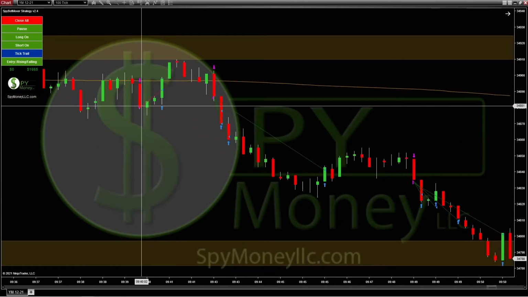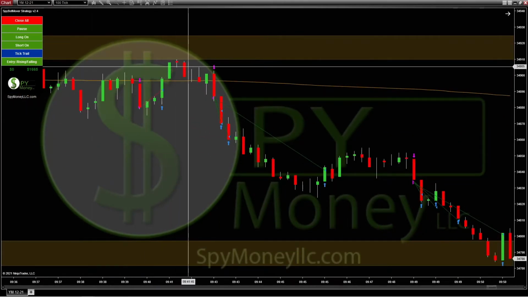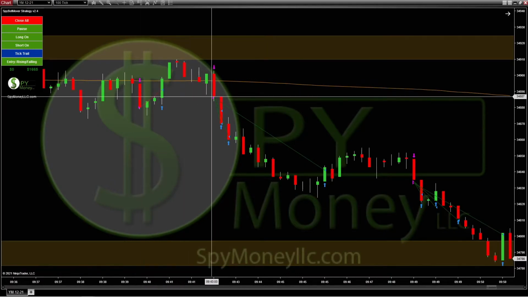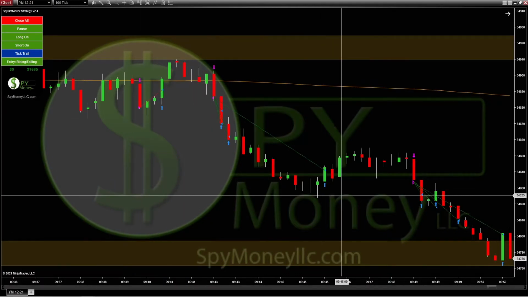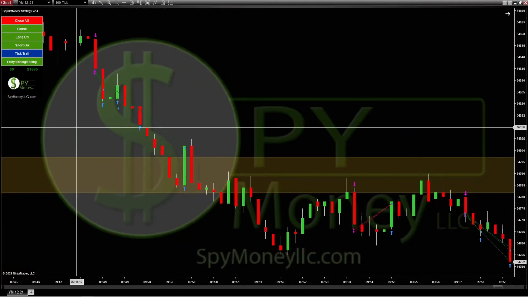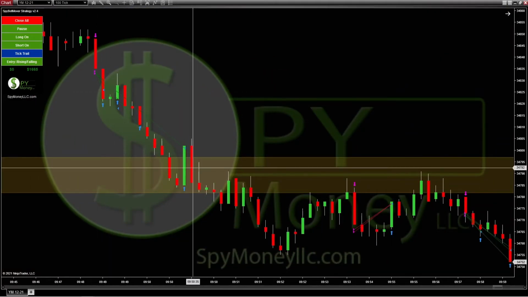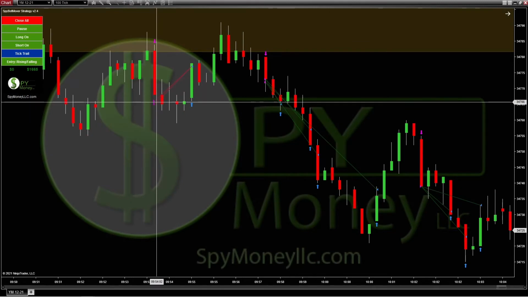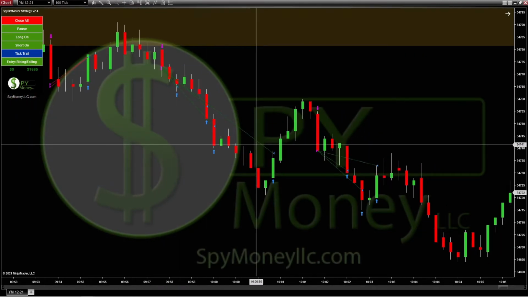Now on this one, it took a short and it came back up. It stopped out all 4 of them, but then we picked up another short here, and we picked up all 4 targets. We picked up a short here, picked up all 4 targets. We lost all 4 right here on the stop. Then we picked up 4 here.